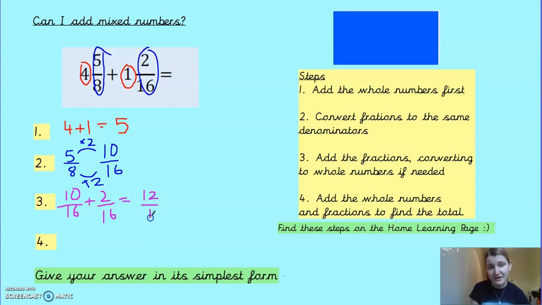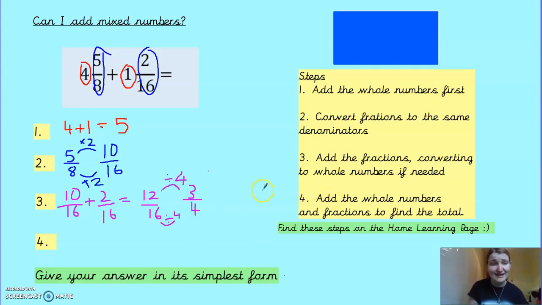can that be simplified? It mentions here to convert to a whole number if needed. Well, 12/16 is less than a whole, but can it be simplified by dividing? Is there a number, a times table that 12 and 16 both appear in? Yes, 12 and 16 are both in the 4 times tables. So if I divide the bottom and the top by 4, 12 divided by 4 is 3. 16 divided by 4 is 4. So that simplifies down to 3/4.